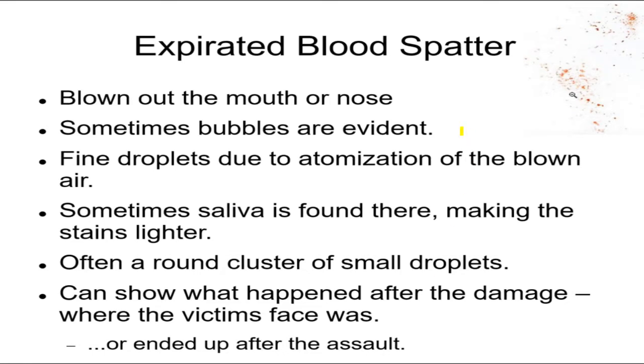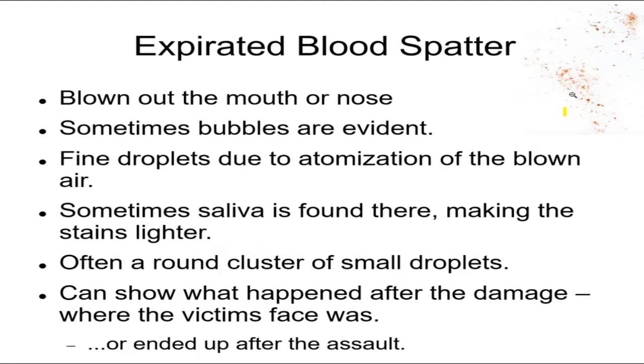Also, you find what they call expirated blood spatter. This is an example of it twice: once you expirate over here, once over there. This is blown out of the mouth or nose when there's blood on the face and the person breathes, and he spatters it out, and as he blows it out it scatters in a noticeable pattern.